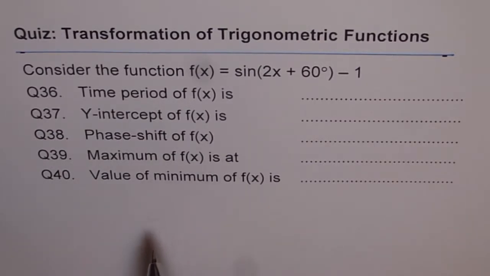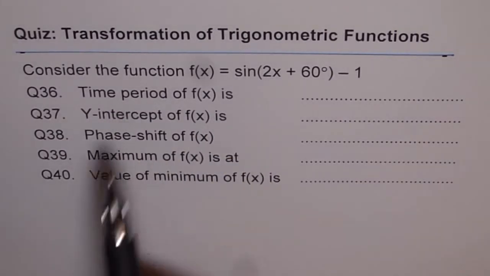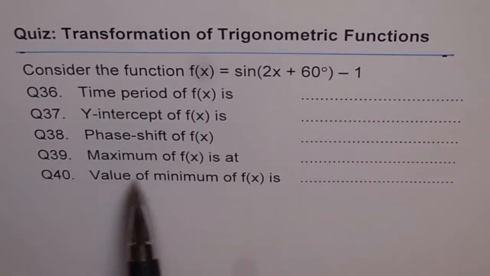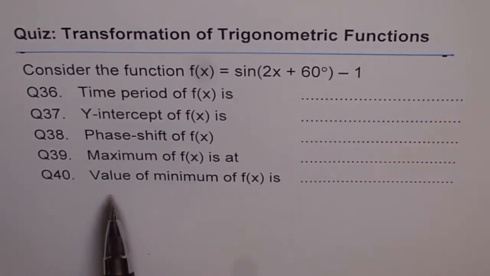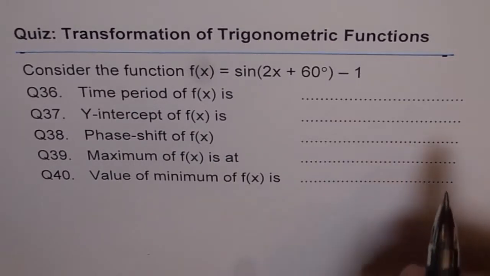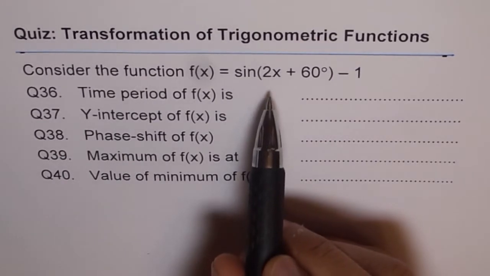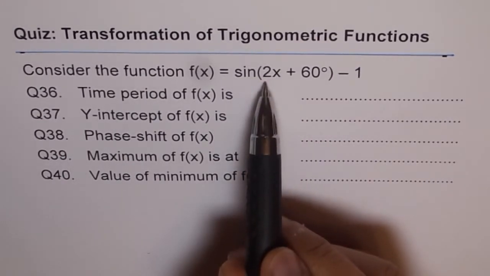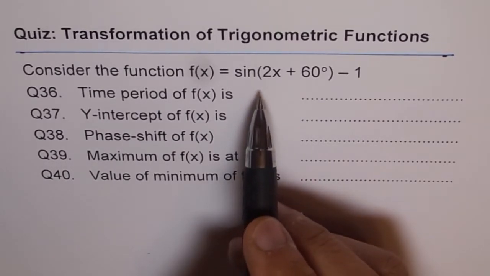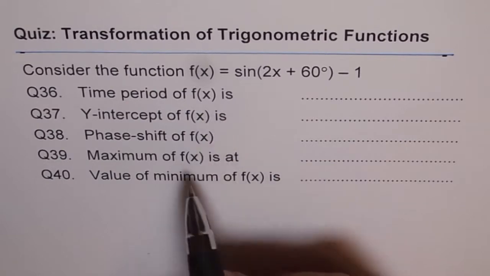So you should copy this, answer the question, and once you have answered, then look into my suggestions. We need to find the time period, y-intercept, phase shift, maximum of f of x, and the value of the minimum of the function. This is what you're supposed to do. Here is my suggestion. Whenever you have a function like this, it is most important to factor 2 here and write it in standard form. Let me do that part first, and then we'll discuss the rest.